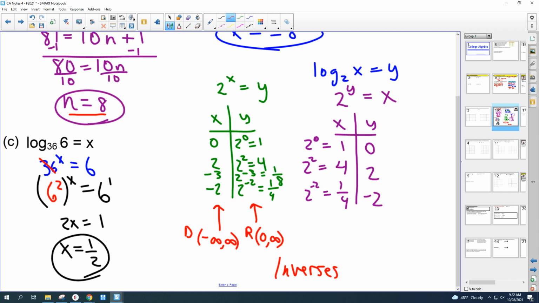Inverses switch x and y, and you can see x is the domain, and this time the domain has to be positive, or the x number has to be positive, and this time the range can be all real numbers. So it's a little bit weird. The range or the y can be all real numbers in this case. The domain and the range switch, but that's what inverse functions do. So we're talking about the inverse function when we're talking about a logarithm. Logarithms and exponentials are inverses of each other.